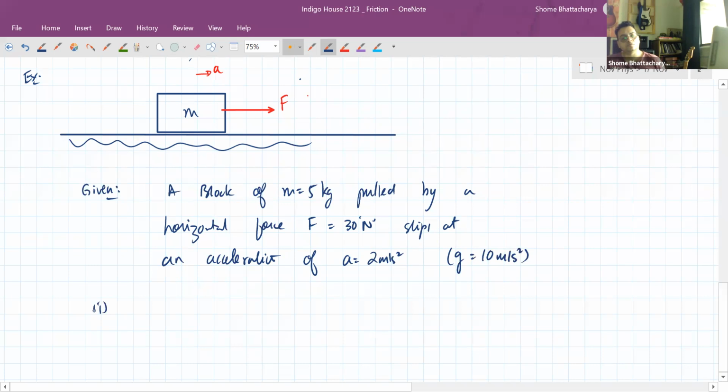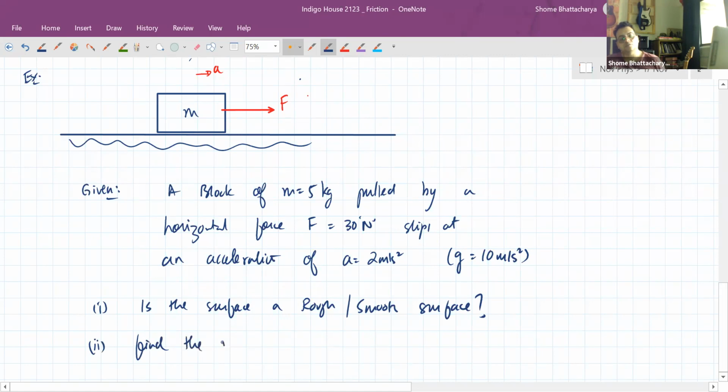So first of all, is the surface a rough or smooth surface? And find the value of coefficient of kinetic friction in this case.